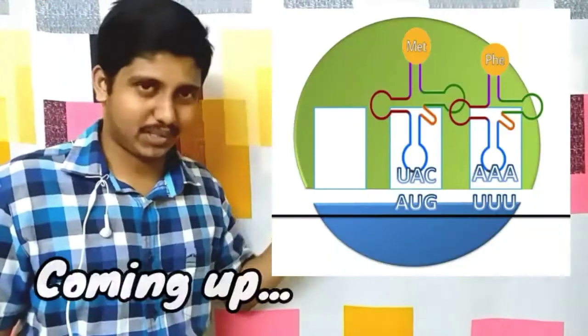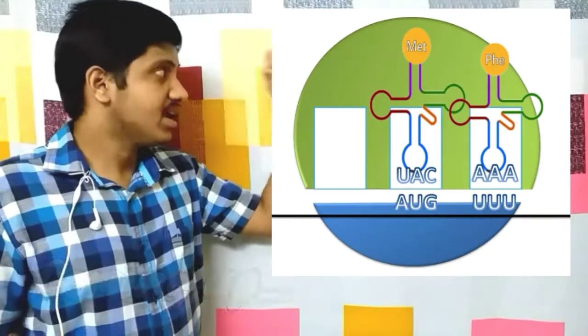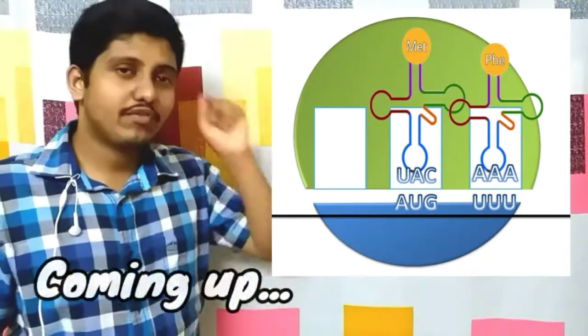There lies the importance. That is, a peptide bond has to be formed between this first amino acid and the second amino acid, right? So for that, what should we do? What does the ribosome do?